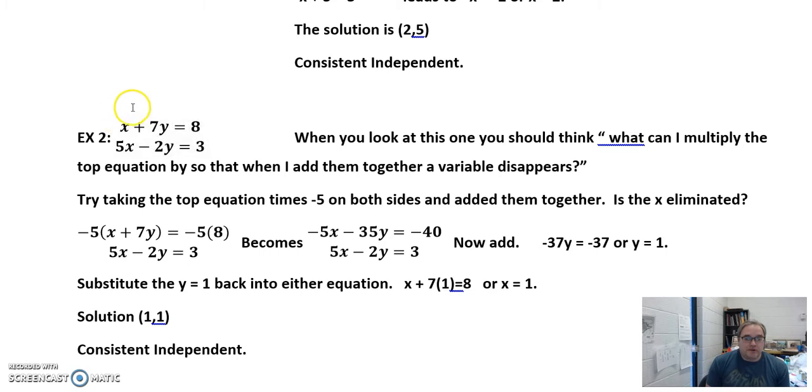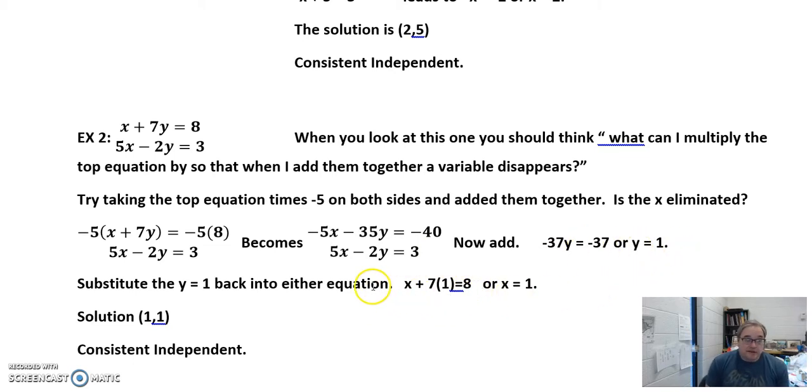So if I take this top equation times negative 5, and I have to do it to both sides, that's what I'm writing out here. Okay, so pause it, check my work. And when I add them together, the x's are eliminated, and the negative 35y and negative 2y add up to give me negative 37y. Negative 40 and 3 gives me negative 37. y is equal to 1.